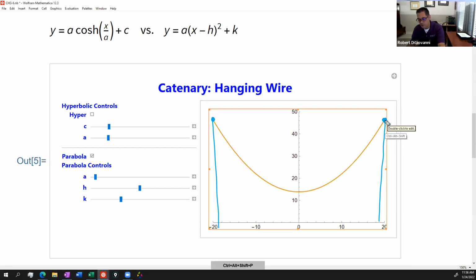If I wanted to know, let me see if I can run this. For some reason, it doesn't want to write on top of that. There we go. If I found the slope of the tangent line here, that's not very good. Slope of the tangent line there, right? Wouldn't that be a good reference for figuring out the direction of the force for that load on that anchor point?